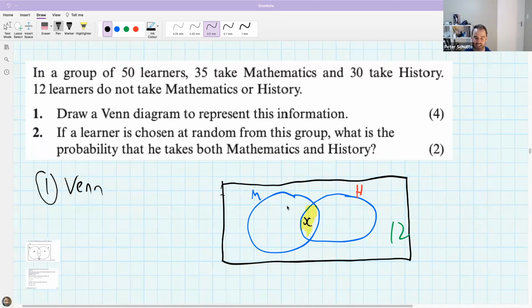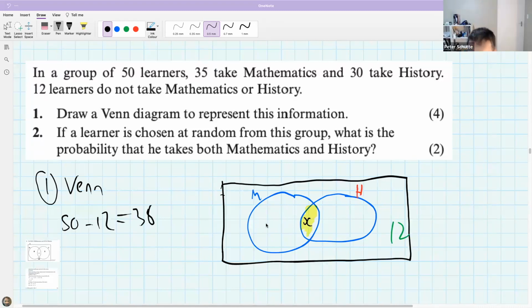Very good. Okay, so the way I decided to solve this was that we're given the 12 that do not take mathematics or history. So I decided to add the 35 that take mathematics and 30 that take history, and subtract 50, and subtract 12 from the 50, and I got the intersection in the middle.